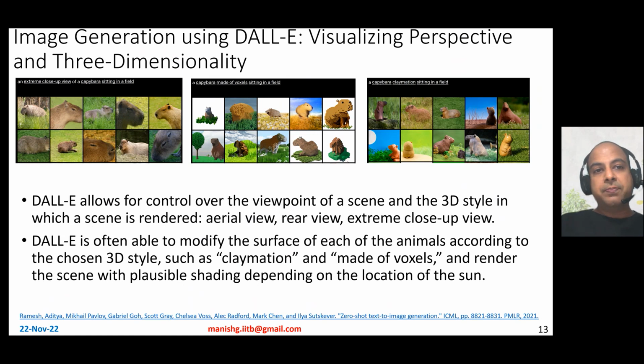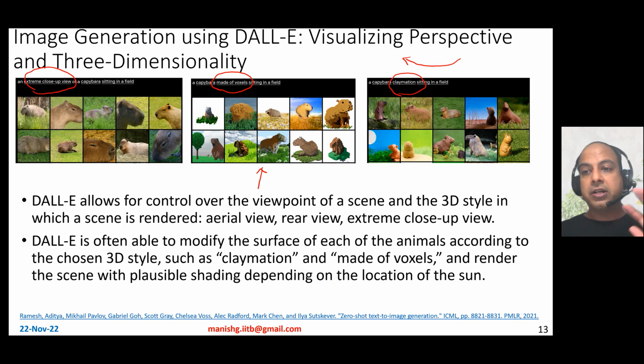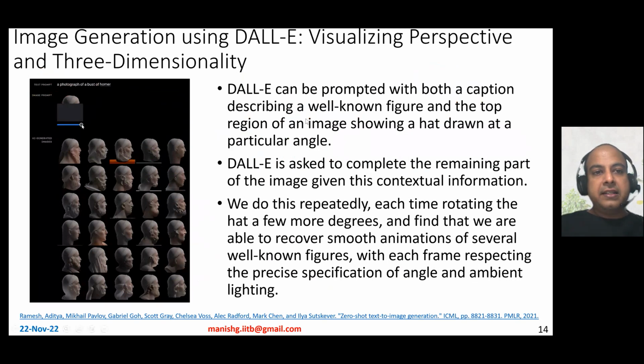DALL-E can also help visualize perspective nicely. So, for example, you can come up with things like extreme close-up view or aerial view or rear view, and it produces things in a very interesting manner. You could also modify the surface according to the chosen 3D style. So you could come up with 3D rendering in terms of something made of voxels versus something made of clay, and it renders them accordingly. In fact, it also renders shadows accordingly depending on the location of the sun, and so on. Right.